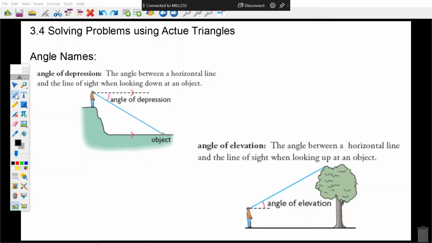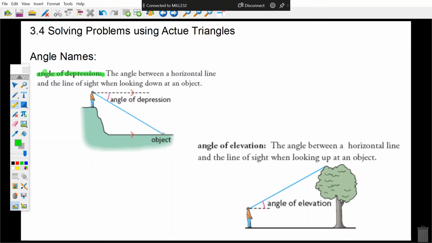Welcome to 3.4, solving problems using acute triangles. Let's begin. All right, there are two angle names to know. The angle of depression means that's the angle between a horizontal line and the line of sight when looking down at an object. Okay? Depression means you're looking down.